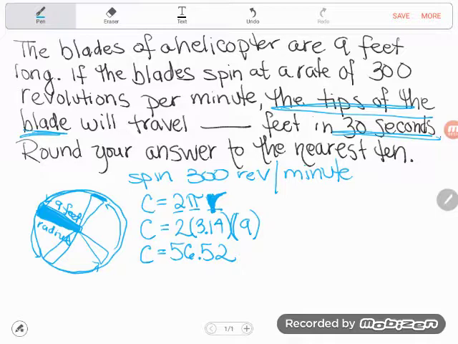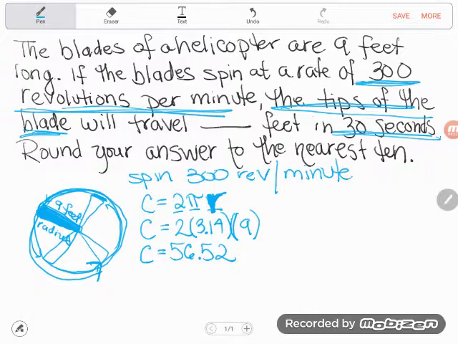Now, I'm not finished yet because this circumference formula only gives me once around the circle. But these helicopter blades are spinning super fast. Look how fast they're spinning. They're spinning at a rate of 300 revolutions per minute. So they're going to go around 300 times every minute.